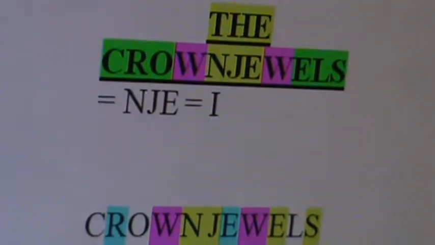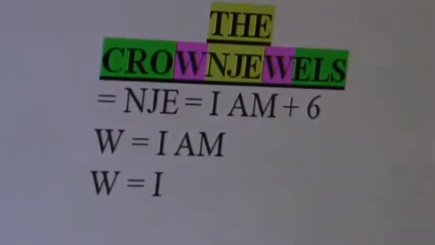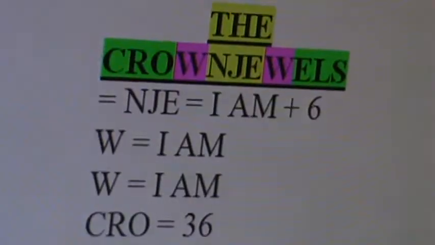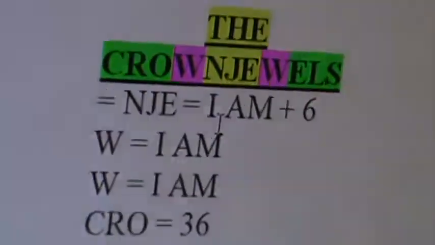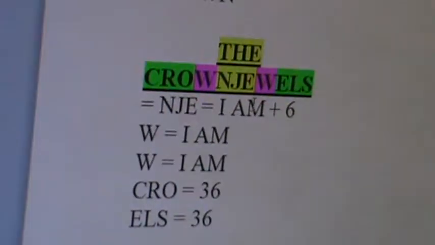Amazing. So again, you had NJE equals I am plus 6, W equals I am, W equals I am, CRO equals 36, ELS equals 36. To just lay out in text what I've already spoken on my lips, to the glory of the great I am. So there's Jehovah's name at the center of crown jewels. Jehovah plus 6, all offsets of 3s. Done. The crown jewels have been solved.